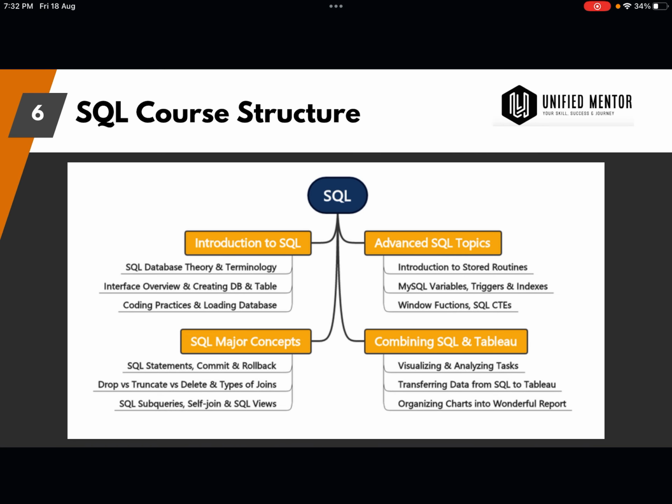Then we'll see some major concepts of SQL, in terms of the statements we have: create, read, update, and delete. Then commit statements, rollback statements, subqueries, which are also called nested queries, joins, and views. The difference between drop, delete, and truncate. Those are the major topics that we will study in SQL.